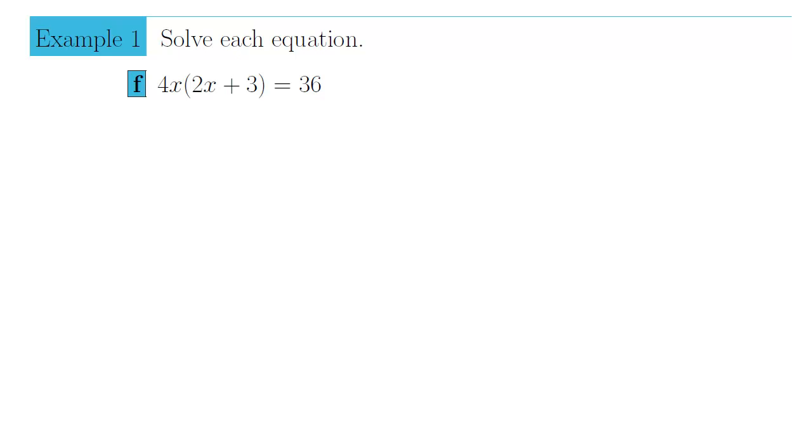Example 1F, solve the quadratic equation 4x times the quantity 2x plus 3, quantity closed, equals 36. Now note, on the left side we have a product, but unfortunately on the right side we do not have 0. Therefore, before we go on, we first have to get 0 on the right side. Let's do that. That means we're going to subtract 36 from both sides.